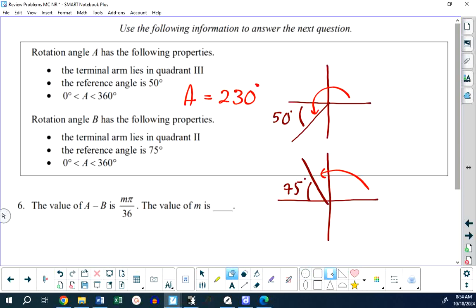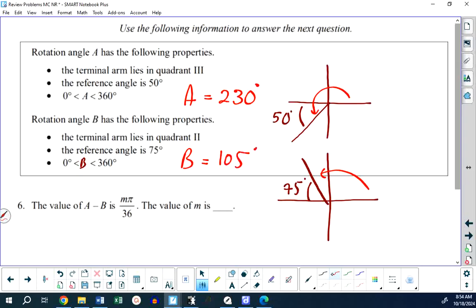So it's pretty easy to figure out based on that diagram that I just gave you that it will be 105 degrees, 180 minus 75, 105 degrees. So angle B is 105 degrees.